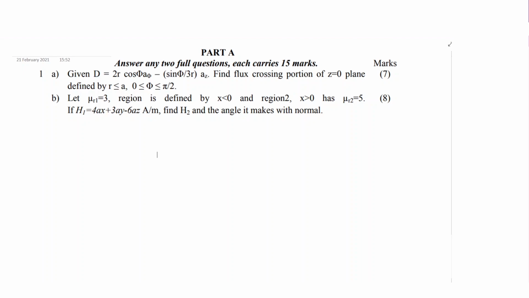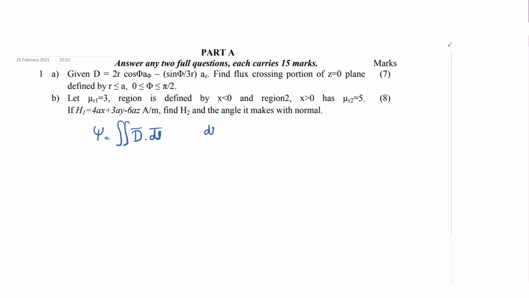Let's check this problem. The first part is the flux density D is given and you are asked to calculate the flux crossing the portions. So to calculate flux, you know that flux is equal to the surface integral of D dot ds. So to calculate flux, you have to identify D, you have to represent ds, take this dot product and take the surface integral. Okay, so first thing is flux crossing the portion of z equals 0 plane.